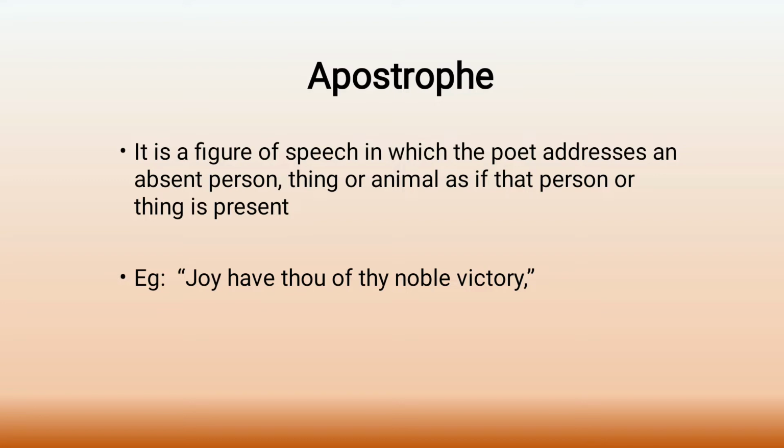Here's an example taken from the poem: "Joy have thou of thy noble victory." Don't you remember the noble peer? So here, thou and thy. Thou is actually the archaic form of calling, like "you," and thy is "your." Here that person's name is not mentioned, but it simply says the noble victory of yours. You stands for the noble peer. So here the person is actually absent, but the poet is addressing that person. So it is an example of apostrophe.